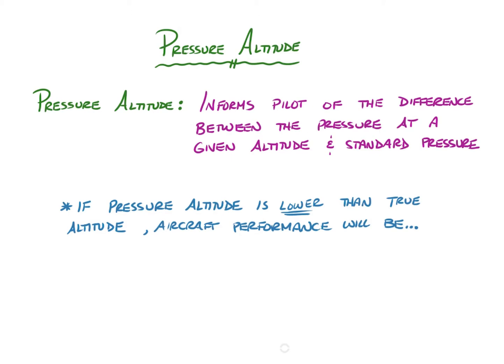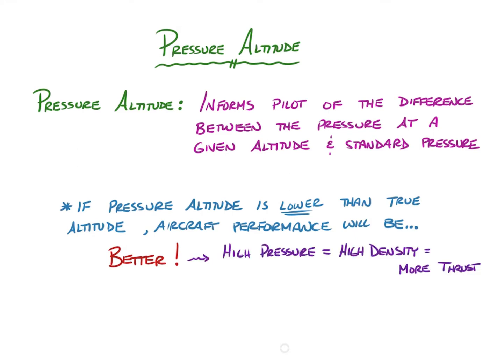So if the pressure altitude is lower than true altitude, your plane thinks it's actually below where it really is, which means it's going to perform better, because generally the closer to the surface of the Earth you go, the higher the air density. So your true altitude is higher than pressure altitude, meaning your plane is higher than it thinks it is. It thinks it's at a lower altitude where performance is typically better. So the higher pressure at that quote unquote lower altitude is a higher density, which means the engines generate more thrust.